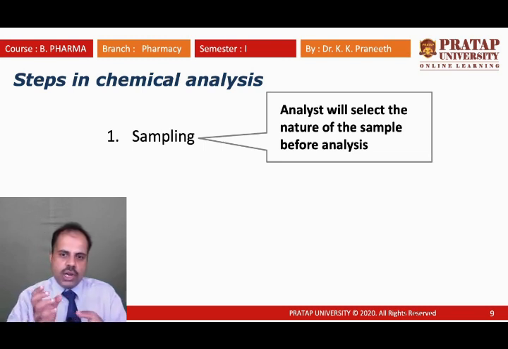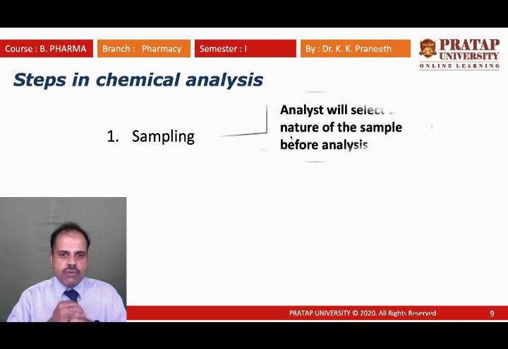For example, if you want to first check the qualitative analysis, whether it is present or not, you will take a little amount to test whether some chemical is present or not. But for complete analysis, for quantitative analysis, the analyst will take the required, larger amount of sample. So this is sampling. How much sample we need to take, and the nature of the sample, whether it is solid, liquid or gas, is determined by the analyst.